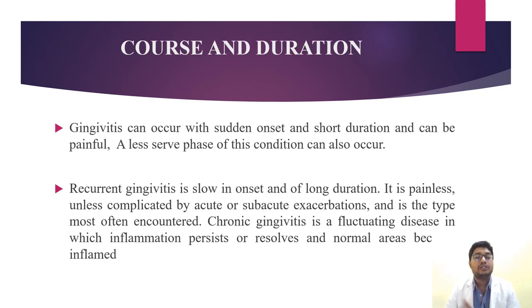Regarding the course and duration of the disease, gingivitis can occur with sudden onset and short duration and can be painful. A less severe phase of this condition can also occur. Recurrent gingivitis is slow in onset and of long duration. It is painless unless complicated by acute or chronic exacerbation, and it is the type most often encountered. Chronic gingivitis is a fluctuating disease in which the inflammation persists or resolves and a normal area becomes inflamed.